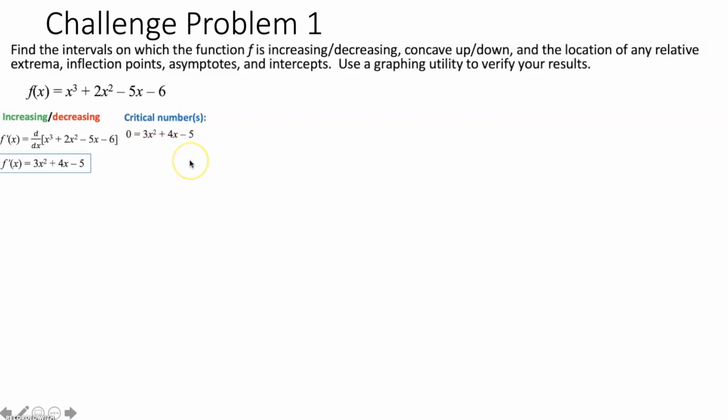How do we solve this for x? Well, there's a couple different ways to solve for x. One would be to factor this, right? Use a magic x, however you normally do it. But in this particular instance, there's no way to factor this neatly. So what we have to do instead is use the quadratic formula.